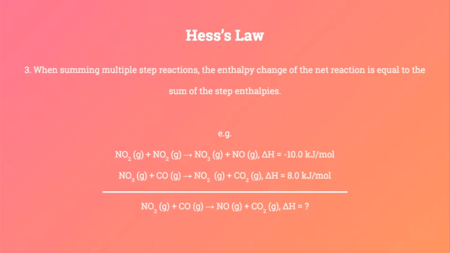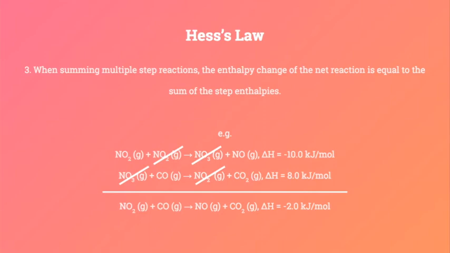Let's look at these step reactions here. Nitrogen dioxide plus another nitrogen dioxide yields nitrogen trioxide plus nitrogen monoxide. That step reaction has an enthalpy of negative 10 kilojoules per mole. The second step of the reaction is nitrogen trioxide plus carbon monoxide yields nitrogen dioxide and carbon dioxide. This reaction has an enthalpy of 8 kilojoules per mole. Now, we want the reaction at the bottom: nitrogen dioxide plus carbon monoxide yields nitrogen monoxide and carbon dioxide. We want to know what the enthalpy is.